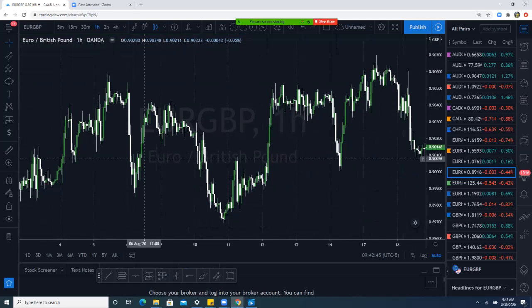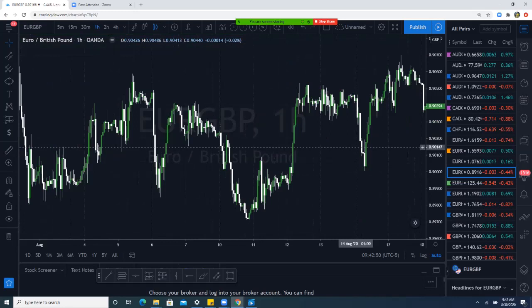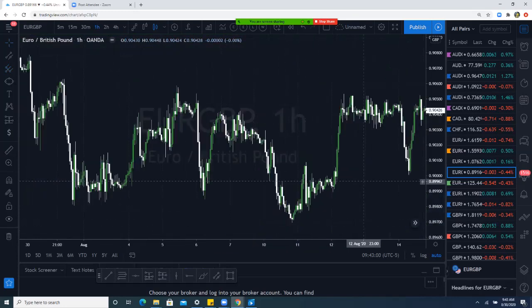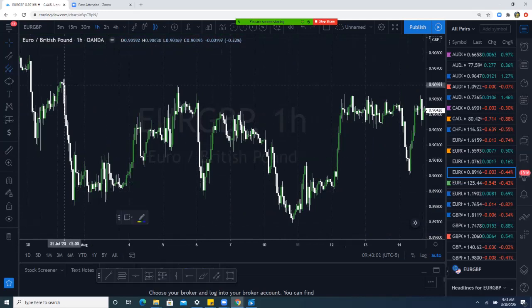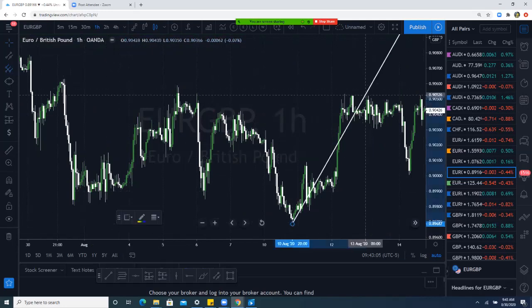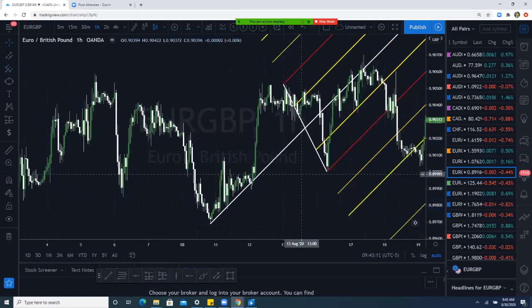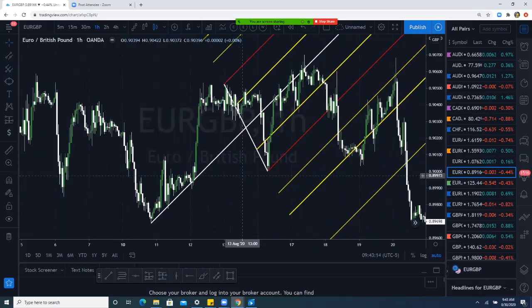So let's just use this. This may be too recent, but let's use it. So you got your swing low point. Move that out the way. There we go. Your swing low to your next swing high to your next swing low. And there's multiple ways of doing pitchforks. You can do it like this, but you see how it doesn't line up.